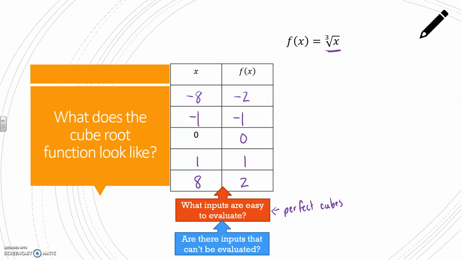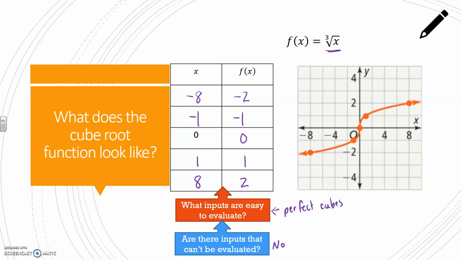Are there inputs that can't be evaluated? No, because again, cube roots we can take of negative numbers. So that's a big difference between the cube root and the square root. Okay, so then if you plot those points, you can see at the right, we actually get this graph that comes over here, goes up through the middle, and up and over.